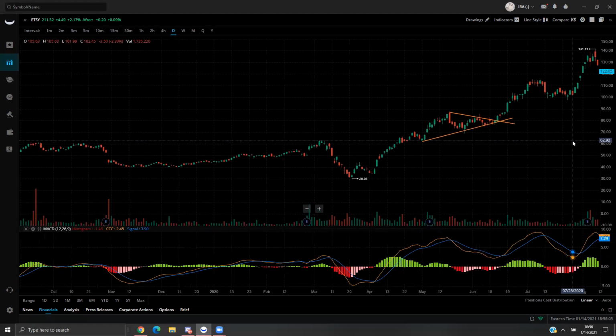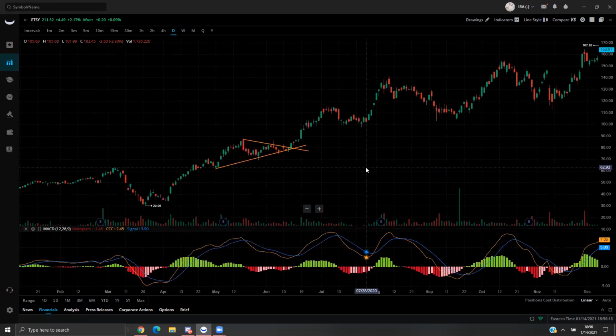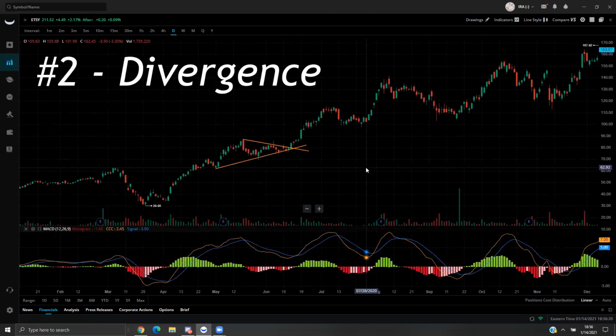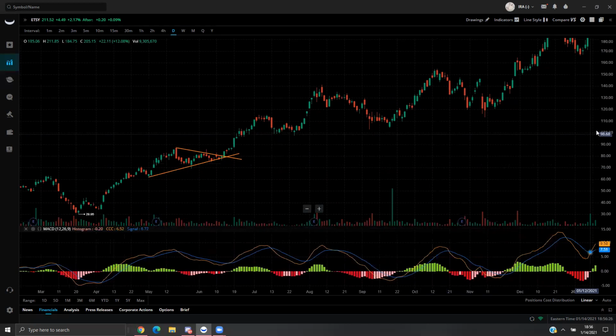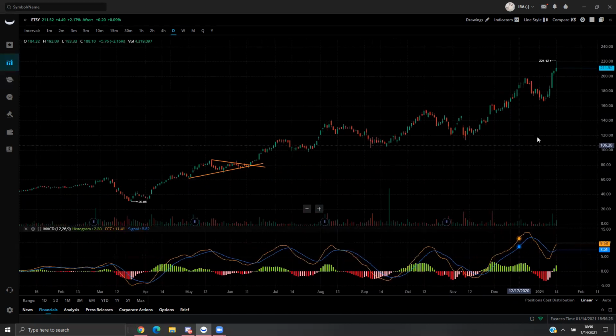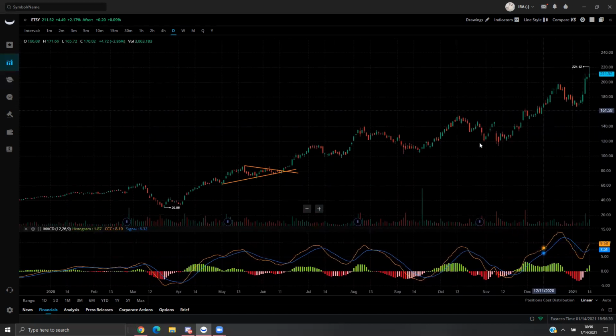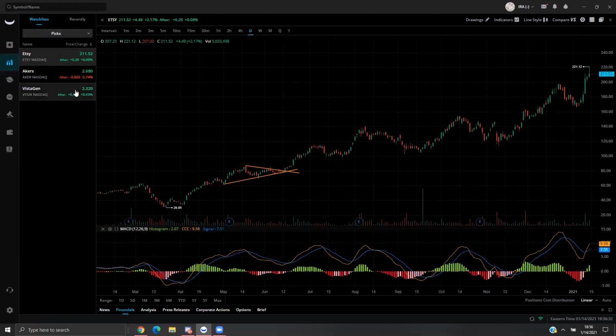Now, the second way I like to use the MACD is a concept that I like to call divergence. Now, divergence is a little bit more complicated than just looking at the MACD, right? It's a little bit harder to comprehend, but I'll definitely make sure to explain it a little simpler in this video. So essentially what we're looking for in divergence is we're looking for the price to make some sort of gesture that is contradicting what the MACD is telling us.